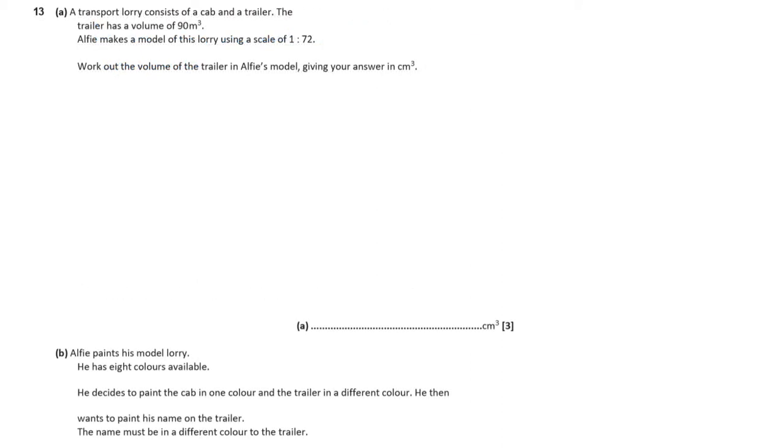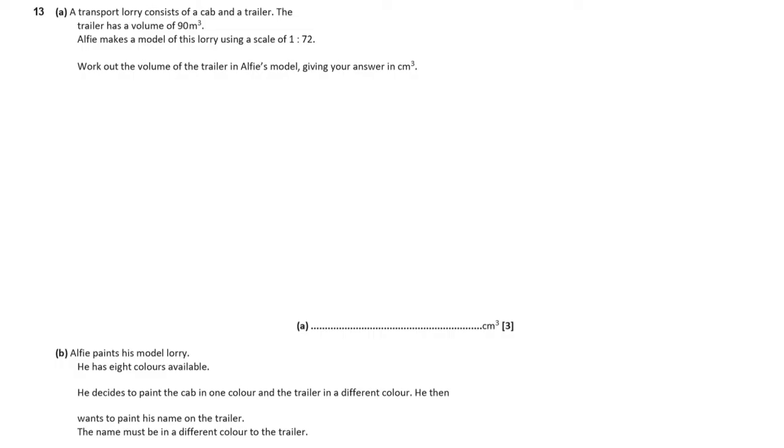Question 13a. A transport lorry consists of a cab and a trailer. The trailer has a volume of 90 cubic meters. Alfie makes a model of this lorry using a scale of 1 to 72. Work out the volume of the trailer in Alfie's model, giving your answer in cubic centimeters.